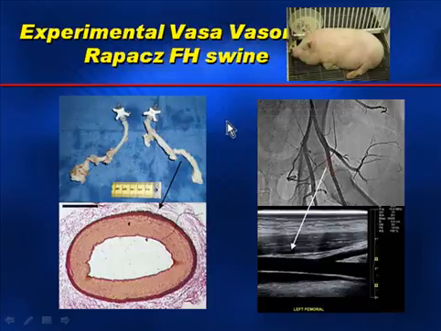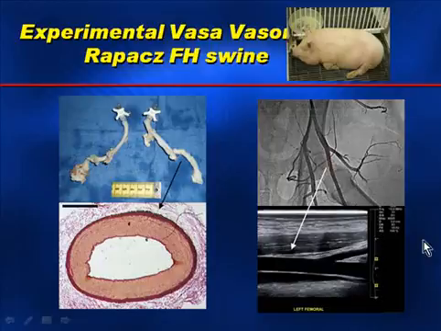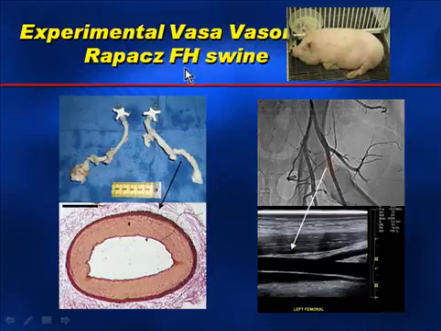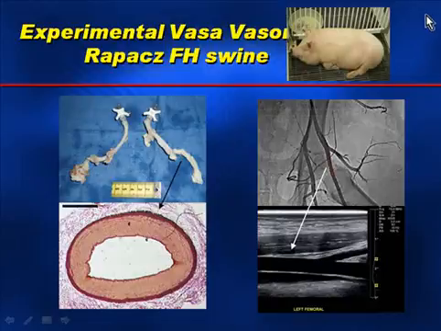Furthermore, we are looking to develop animal models that mimic the human atherosclerotic condition. We've been working with researchers at the University of Wisconsin involving the vasa vasorum activities seen in the Rapacz familial hypercholesterolemic swine model. What you see in the upper right corner is an insert of the FH swine, and in the lower left two boxes, the femoral arteries and the histology of the femoral artery. On the right, an angiographic view, and below that, the ultrasonic view of the femoral artery.